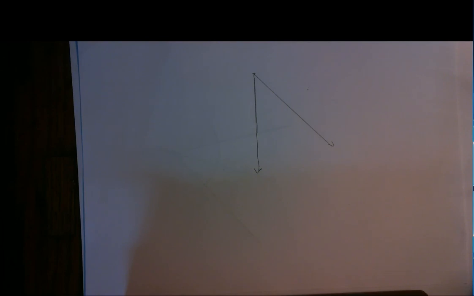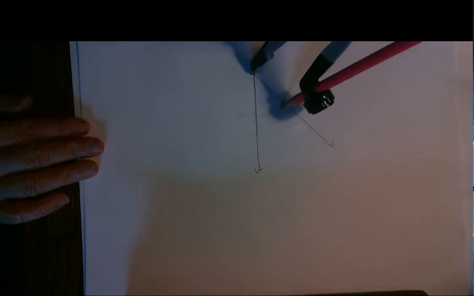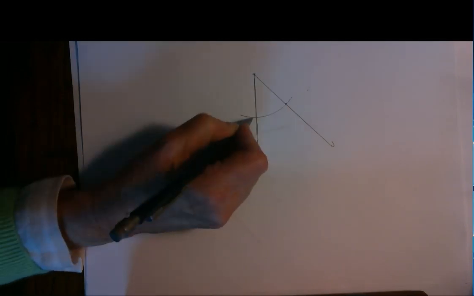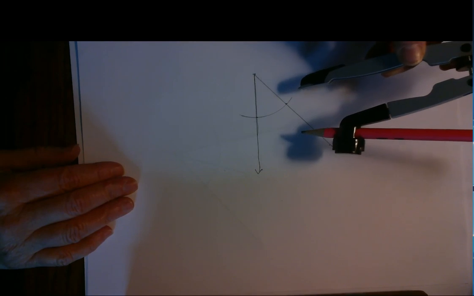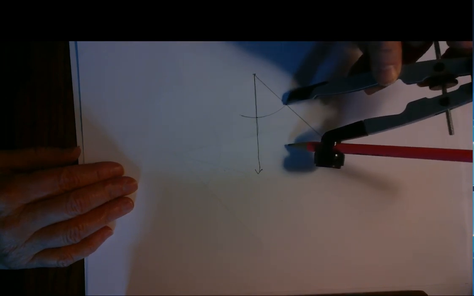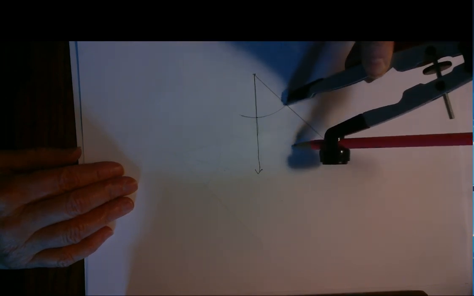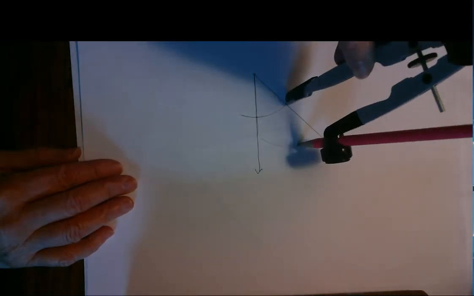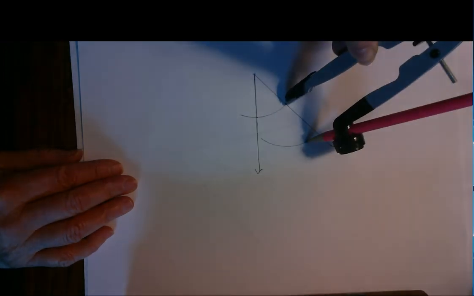In order to do this, I'm going to take my compass, and it can be open to any radius that you want. You're going to put the point on the vertex of the angle, and then you're going to swing an arc that intersects both sides of the angle. We need these 2 points of intersection. And now, I don't change my radius here. From that first point of intersection, I'm going to put my point there, and I'm going to swing an arc with the same radius on the interior of the angle.